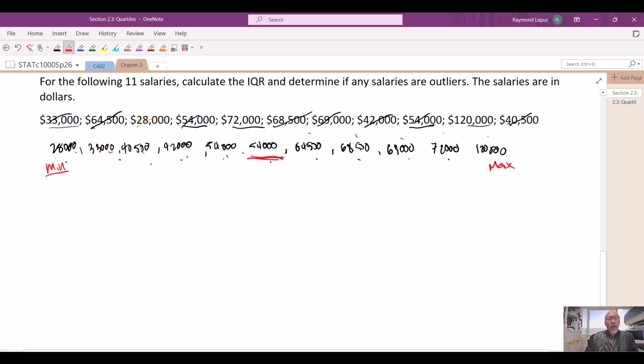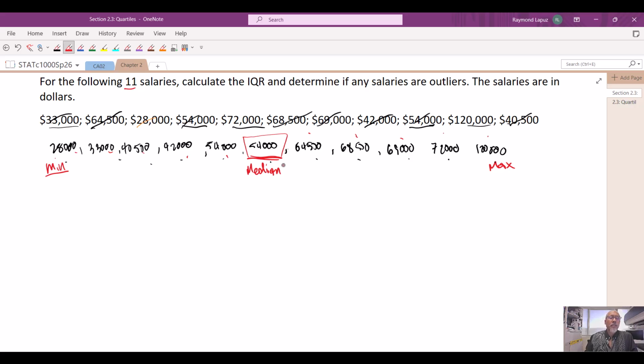So if you have an odd number of numbers, and that's going to be your n, then the number that sits right in the middle is going to be your median. If you have an even number of numbers, then you have to take the 2 numbers that are in the middle and find the average between them, and that would be your median number.